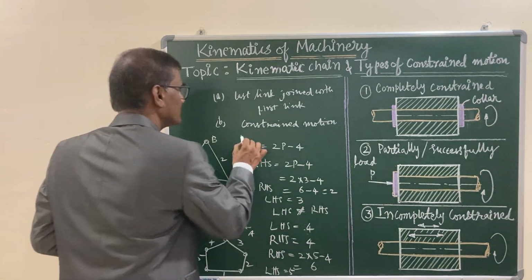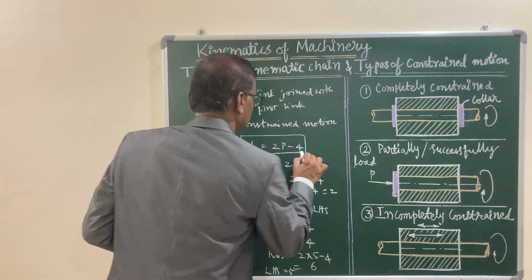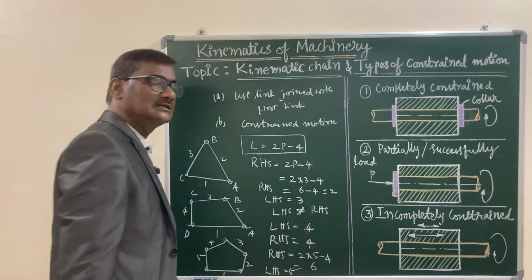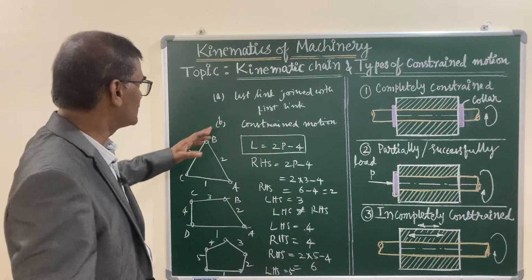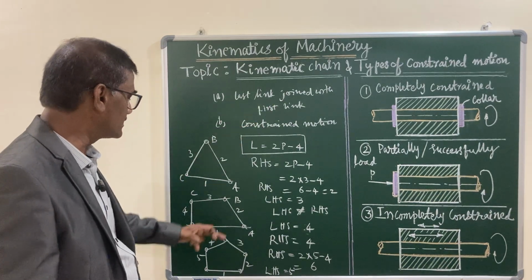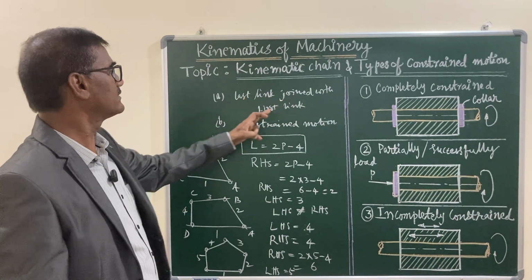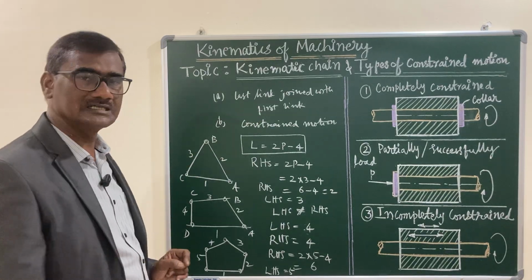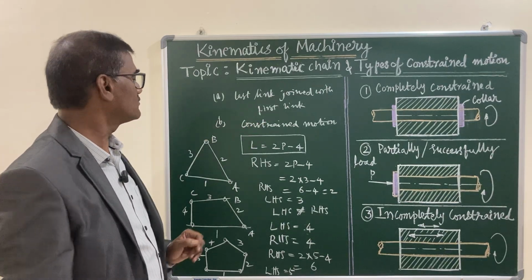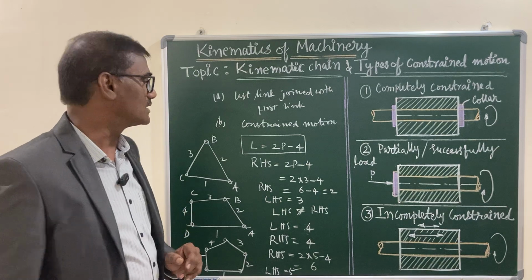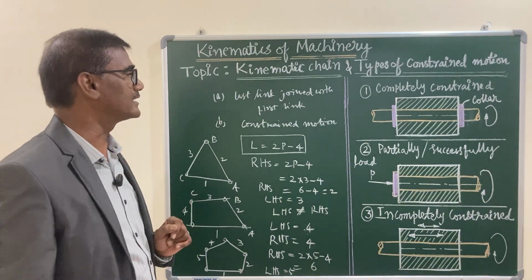So using this equation to check whether it is a kinematic chain or not, you can see that the first condition, the last link is joined with the first link, is satisfied in all the cases, whereas the constrained motion is only possible with 4 links, so that you can call it a kinematic chain.